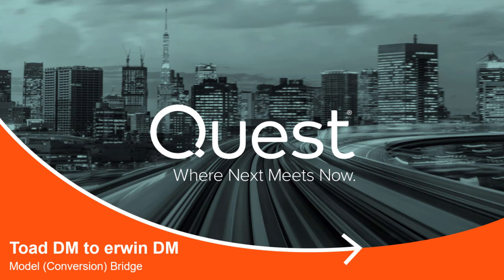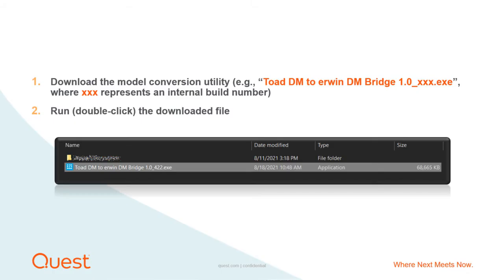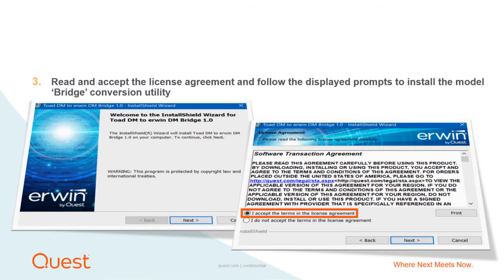Welcome to the Toad Data Modeler to Erwin Data Modeler Model Conversion Bridge Overview. Let's start by installing the Bridge utility. Download the Bridge utility and then run or double-click the installer file. Read and accept the license agreement and then follow the displayed prompts to install the Model Bridge Conversion utility.